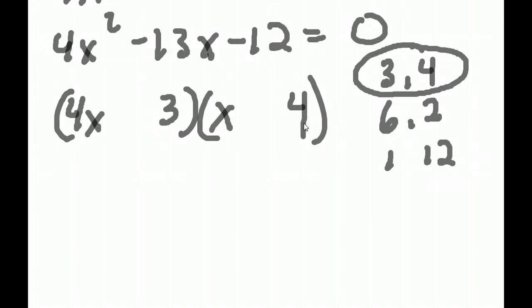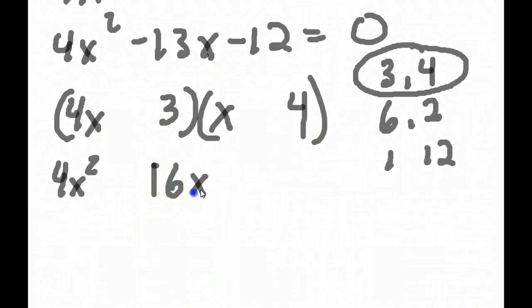Let's do our first term. We know our first term is going to work. That's a 4x squared. Now our outer term is a 16x, because it's 4x times 4. Then you get your middle term. Your inner term is a 3x because it's 3 times x. And your last term is a 3 times a 4, which is 12.